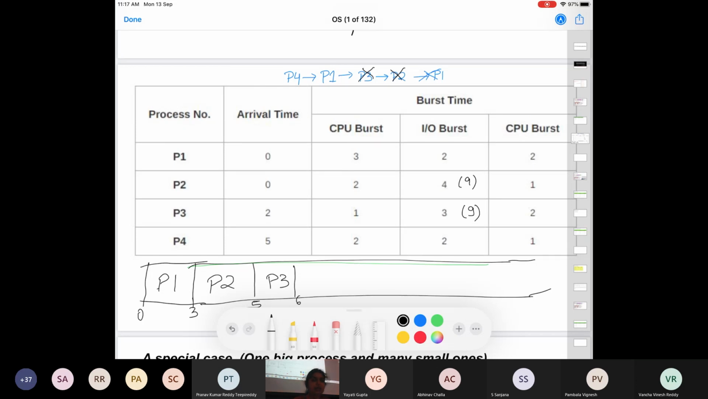And then I start executing P1 because it is at the head of the ready queue. So P1 executes. Its next CPU burst is for 2 units. So at 8, P1 is here. P2 and P3 are still not back. They will come at 9. So I have P4 sitting here. P4 executes. This is the first time P4 gets the CPU.